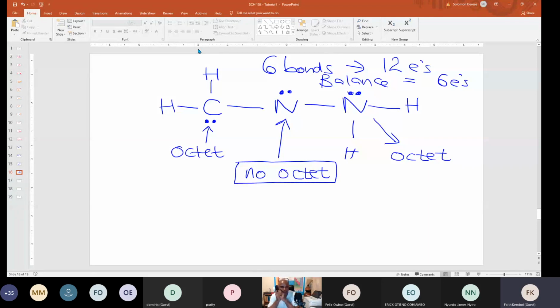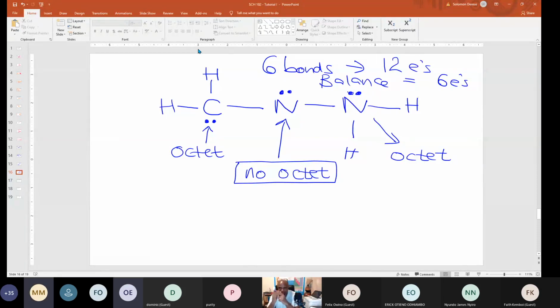Which particular valence electrons? The lone pair of electrons. On which atom? The carbon or the nitrogen? Carbon. Okay, guys. Now, you see, when you have choices like this, which one will you choose?